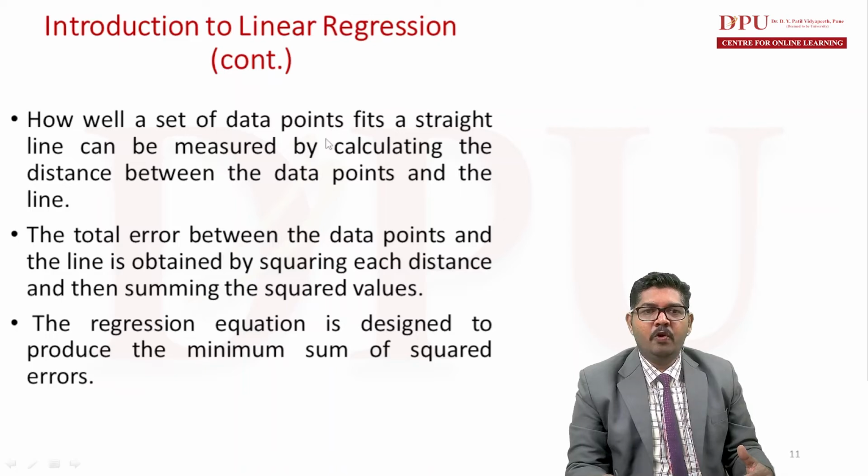So how well a set of data points fits a straight line can be measured by calculating the distance between the data points and the line. The total error between the data points and the line is obtained by squaring each distance and then summing up the squared values. So this is called the sum of squares method. We will not go into detail with that because this is part of econometrics. So let us understand only this point, that how well a set of data points fits a straight line is dependent upon the distance of all the points from the line. The regression equation is designed to produce the minimum sum of squared errors.